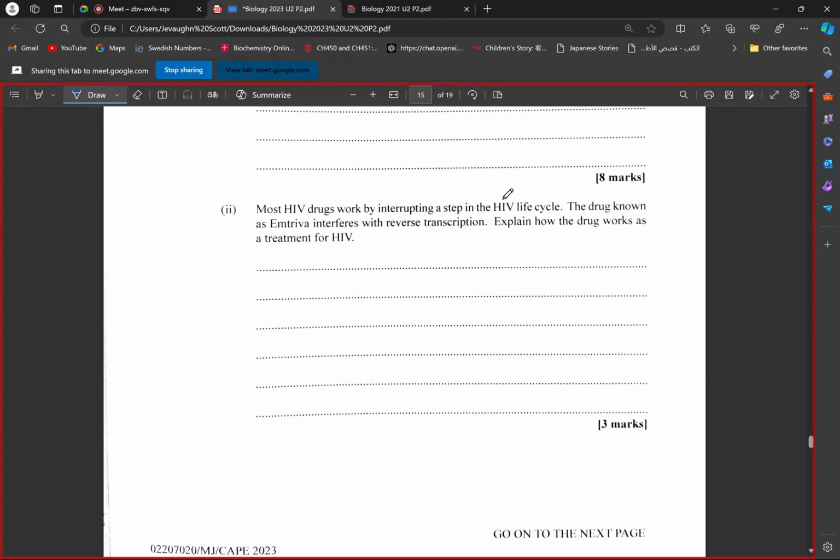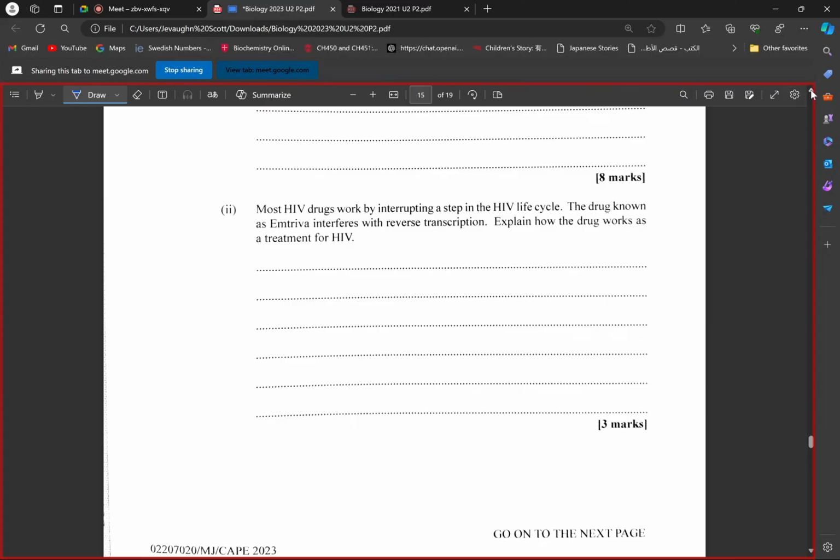Okay? Makes sense, right? If they ask you anything along the lines of how HIV counteracts this, it's because of mutation. HIV continues to mutate, so the drugs become less effective over periods of time.